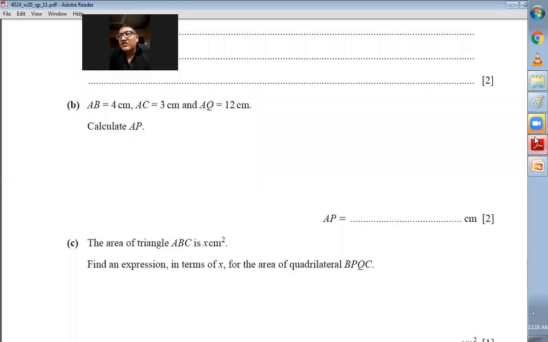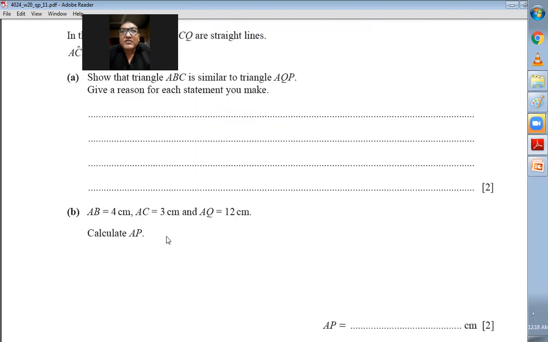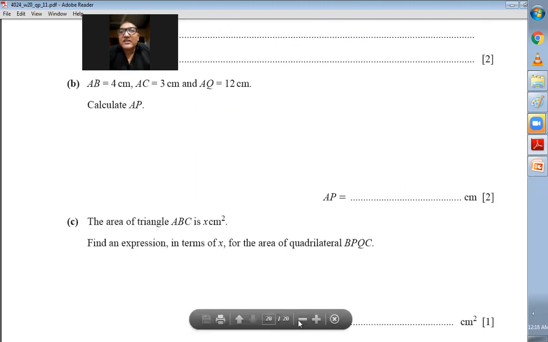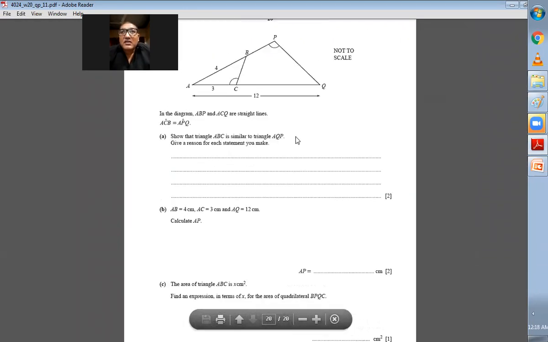So then check what's the next question. Let me first of all check the question and then we will see. He says the area of the triangle ABC is x centimeter square. Find an expression in terms of x for the area of the quadrilateral BPQC. Okay, so try to understand what they are talking about. Let me reduce the size so you can hear, understand, and then I will solve.